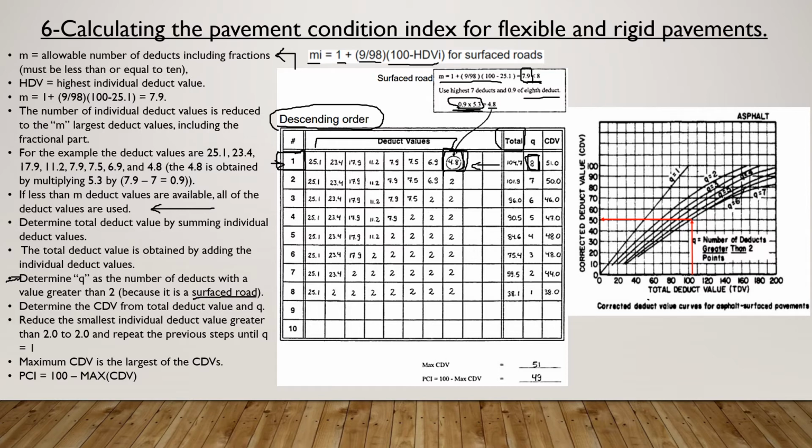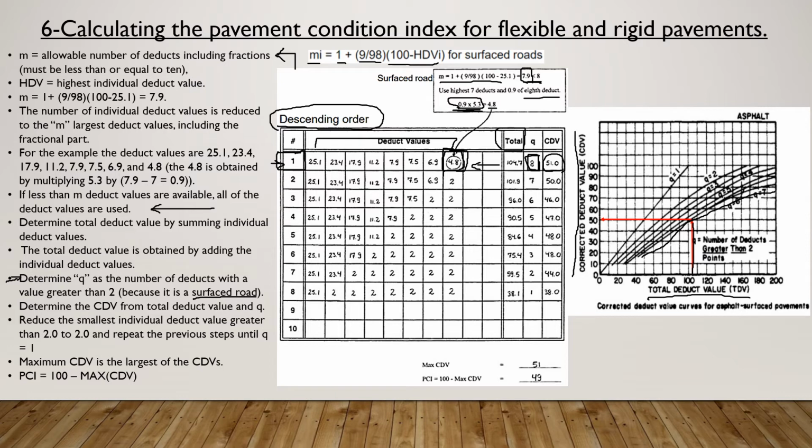So here we have the total deduct value on the x-axis and the corrected deduct value on the y-axis, and that is our aim. Here we have 104.7, and we do not have a curve for 8. You can imagine that you have a curve for 8 here intersecting the Q equal to 7, and then you calculate the corrected deduct value as 51.